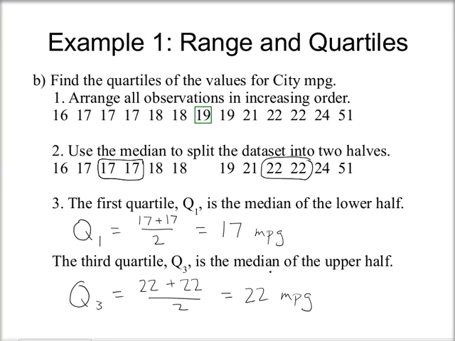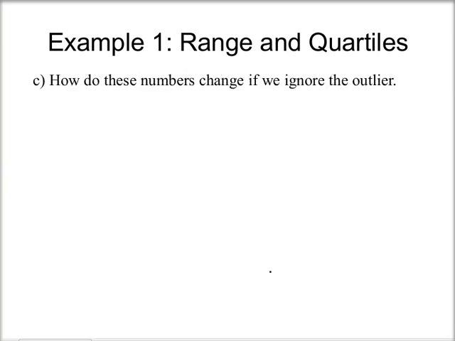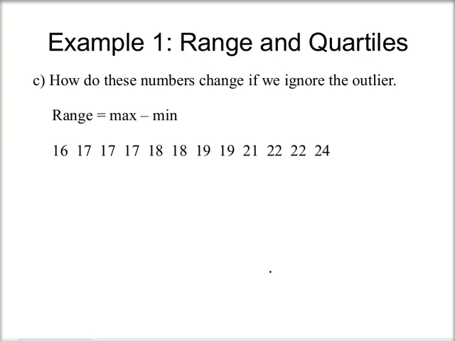Alright, so that's nice. We've figured out our range and quartiles. Now, what happens if I ignore the outlier of the Toyota Prius and I look at these numbers again? If I leave out the Toyota Prius, that just drops the 51 off of my data set. So here they are arranged in increasing order again without the Toyota Prius on there.